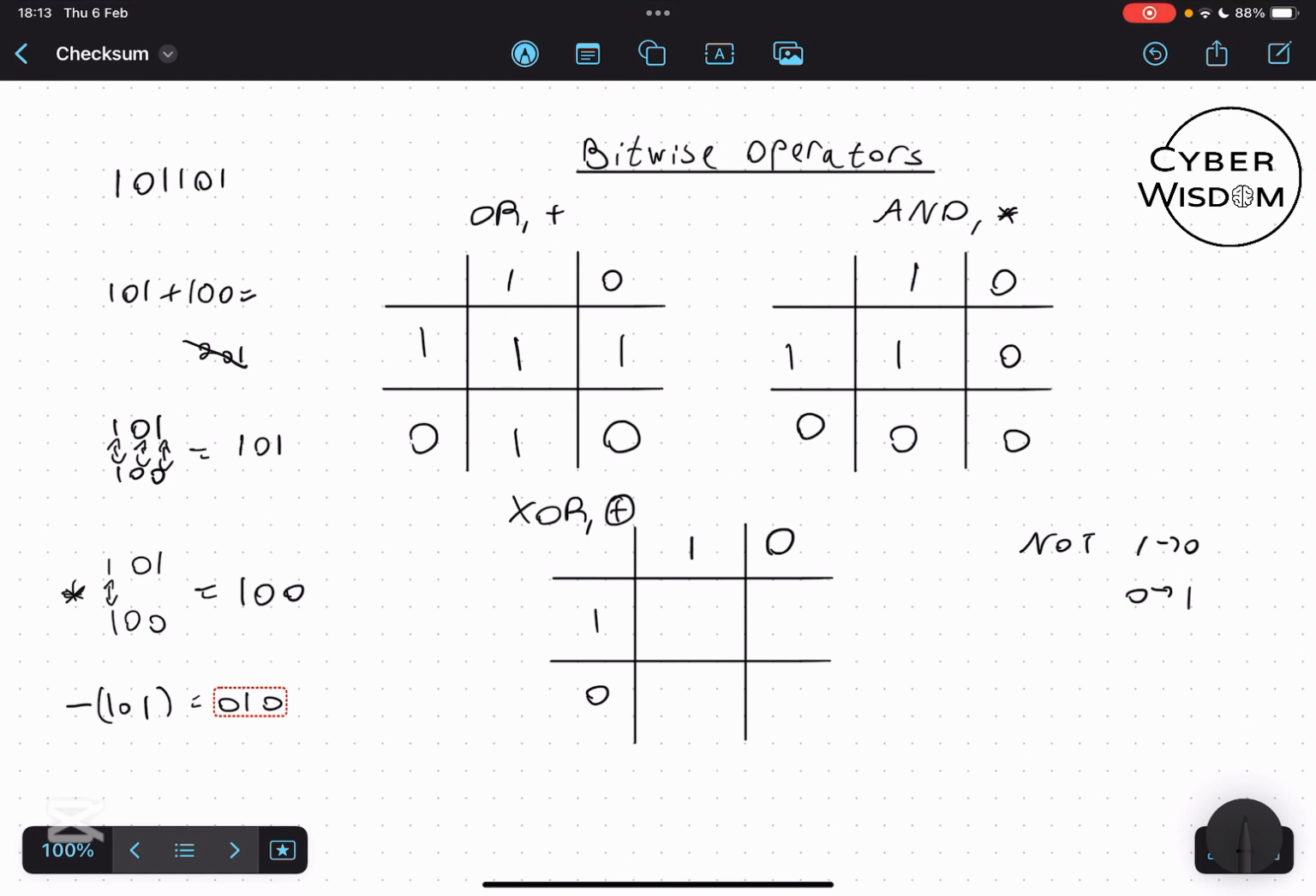XOR is saying, I don't care if I have a 1 or I have a 0. I don't care about the value of the digit. I only care if I have 2 different digits. So 1 and 1 gives 0, 0 and 0 gives 0. But 1 and 0 are different, so we give 1, and 0 and 1 is different, so it gives 1.